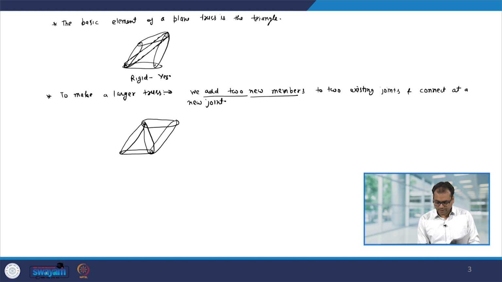This is one joint, this is the second joint. So, I add 2 members and then connect them with a new joint. Let us put a new joint here. Therefore, now the structure, or the truss, has become big.